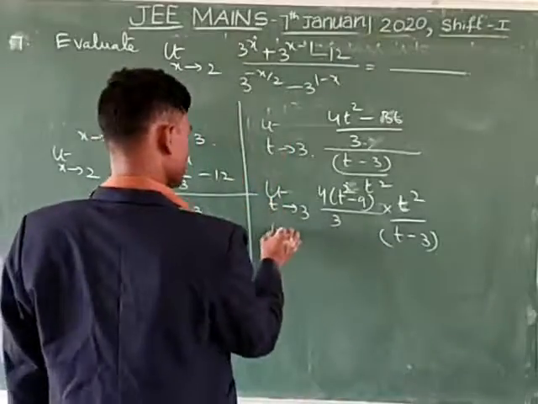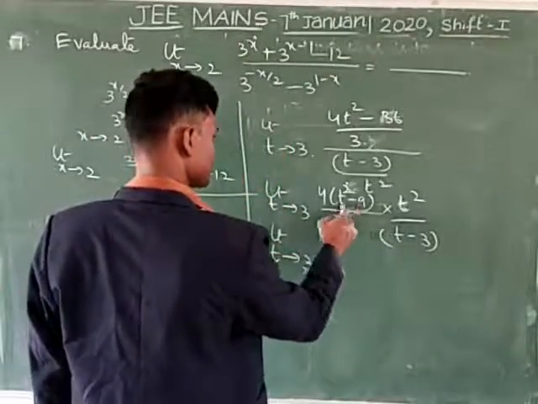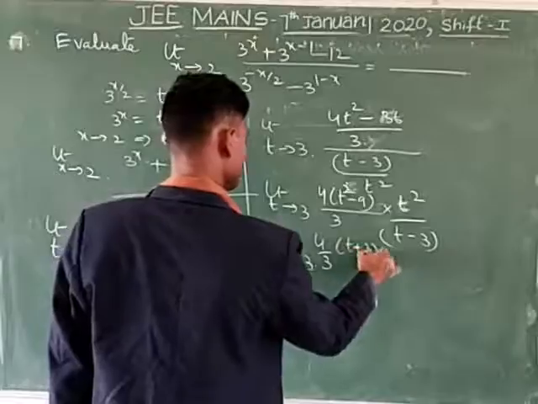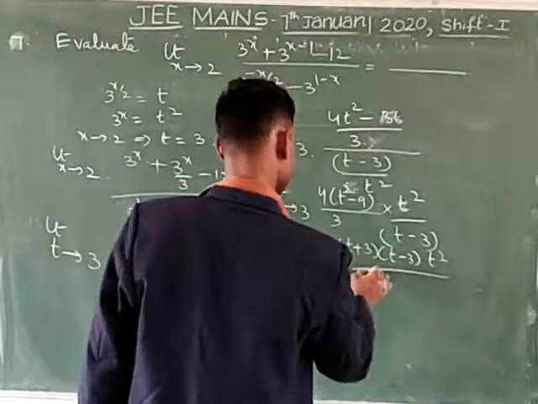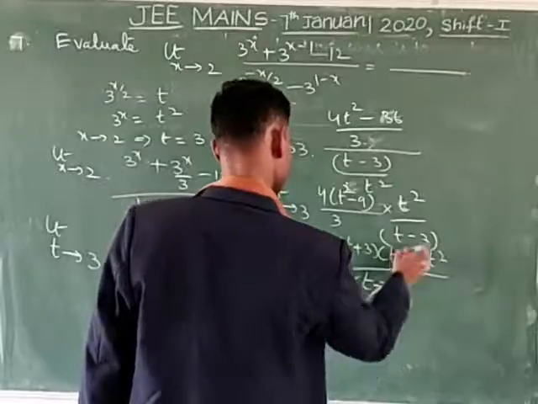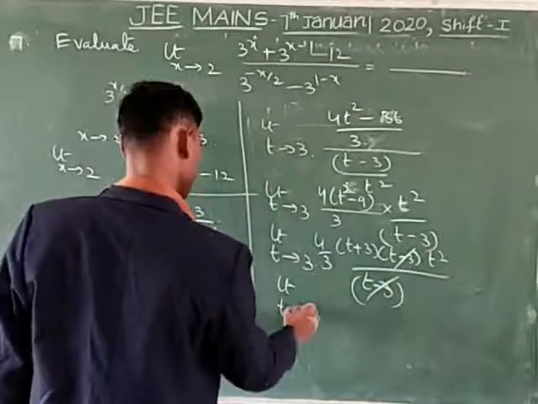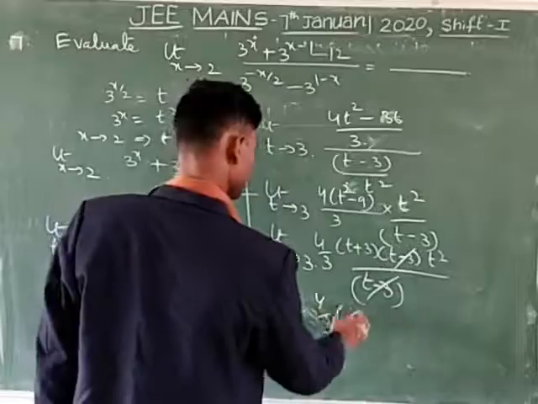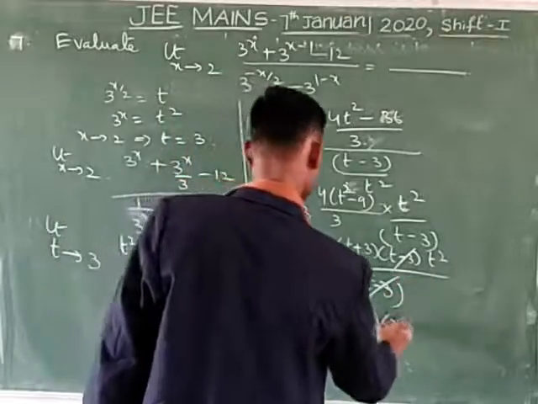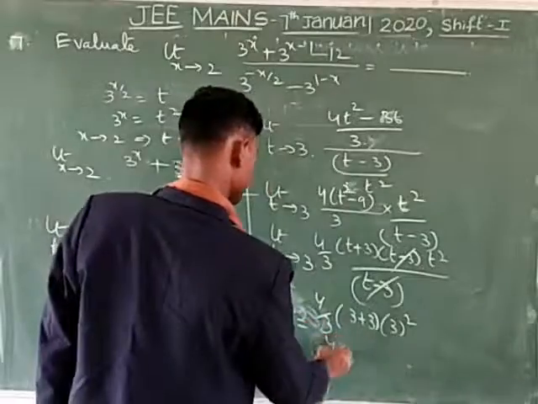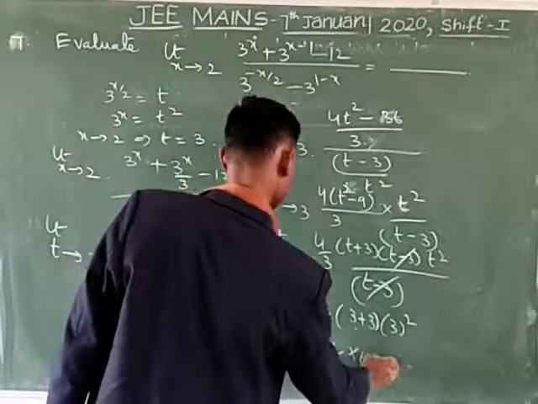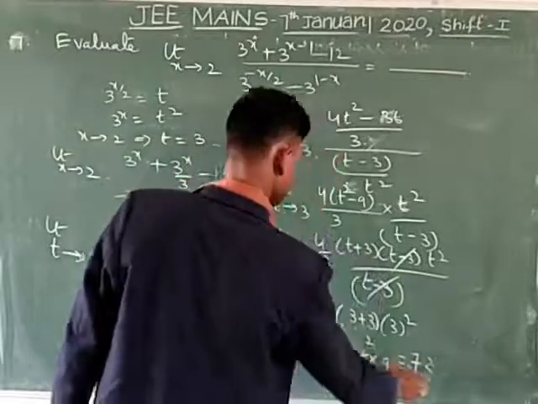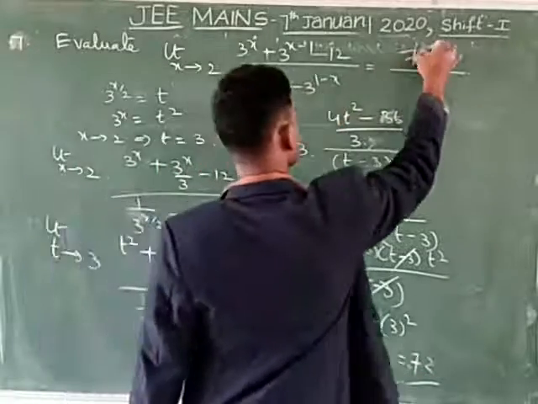Right, here see, limit t tends to 3. This one is written as 4 by 3 into (a plus b) into (a minus b), (t plus 3) into (t minus 3) into t squared by (t minus 3). Now (t minus 3) cancels. Limit t tends to 3. Now t you have to substitute directly: 4 by 3 into (3 plus 3) into t squared, which is 3 squared. Now 4 by 3 into 3 plus 3 is 6, into 9. 3 ones are 3, 3 twos are 6, 8 into 9 is 72. Answer is 72.